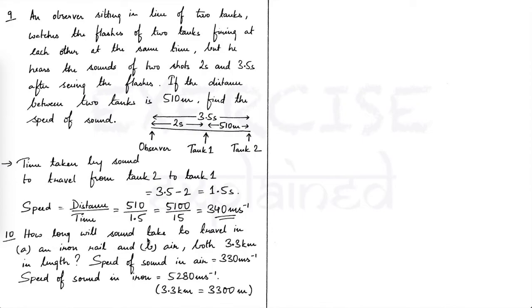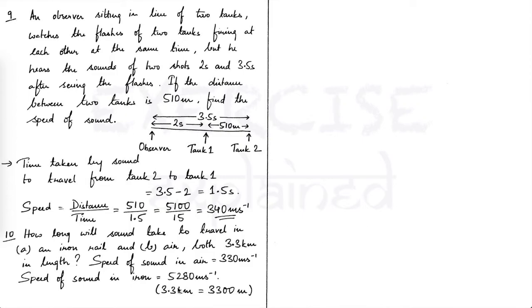How long will sound take to travel in an iron rail? So first case is an iron rail and second case is air. Both 3.3 kilometer in length. So length is given as 3.3 kilometers. Speed of sound in air is given as 330 meter per second. And speed of sound in iron is given as 5280 meter per second. Now it is 3.3 kilometer, that is 3300 meters.